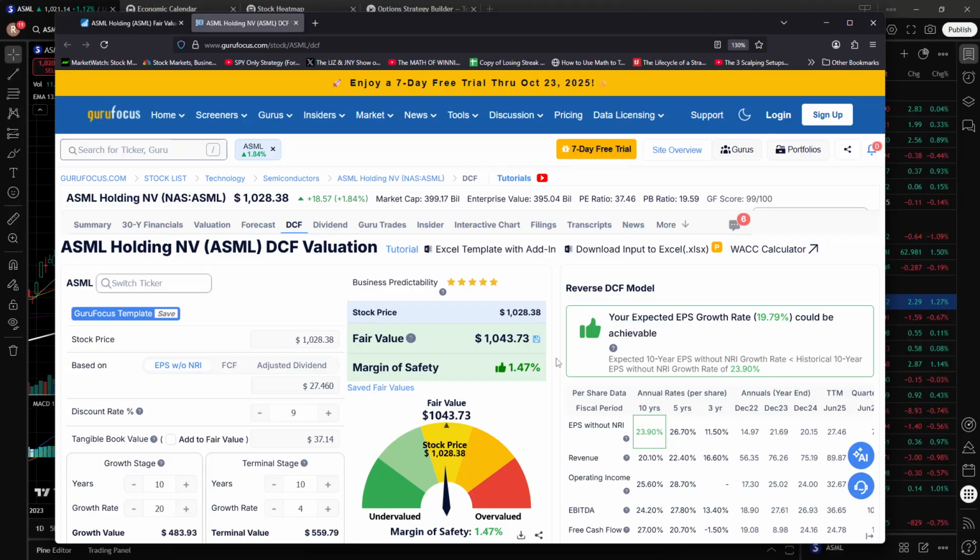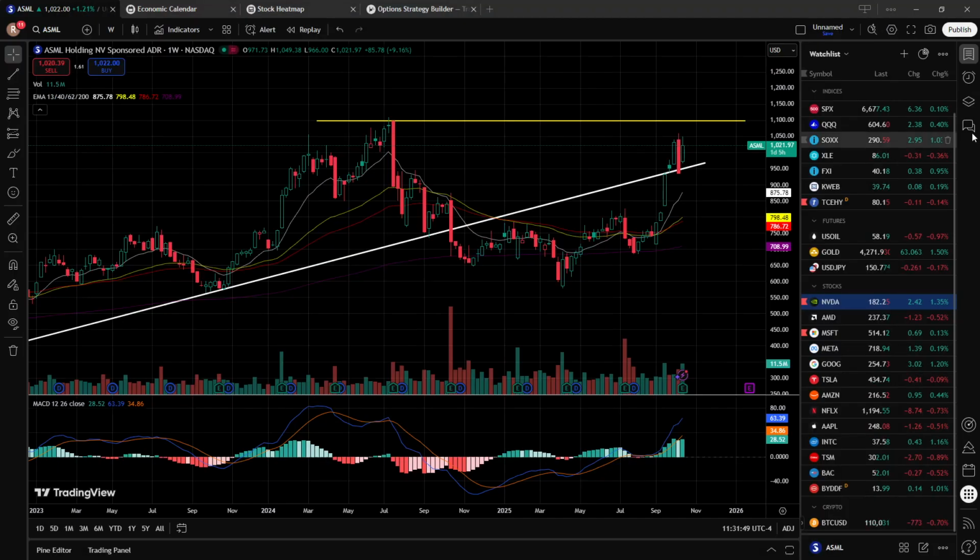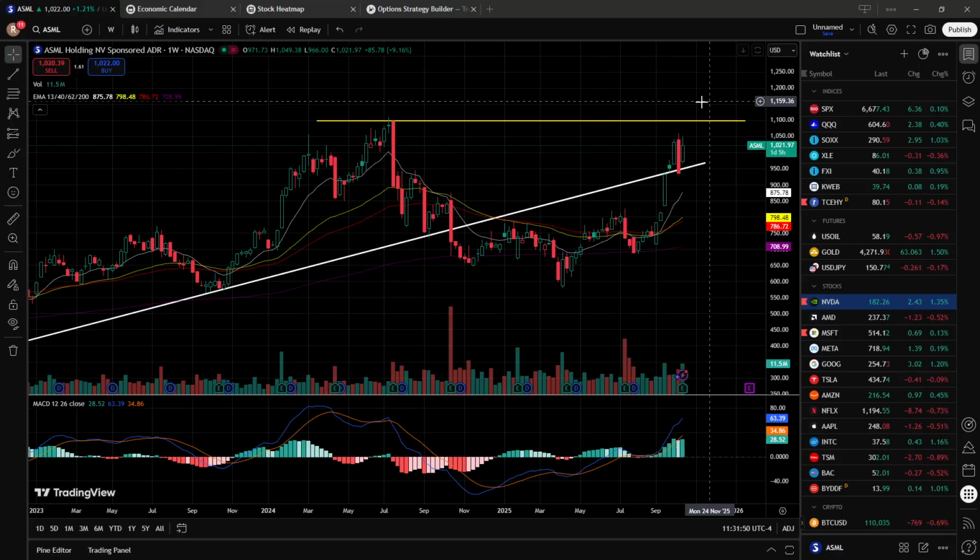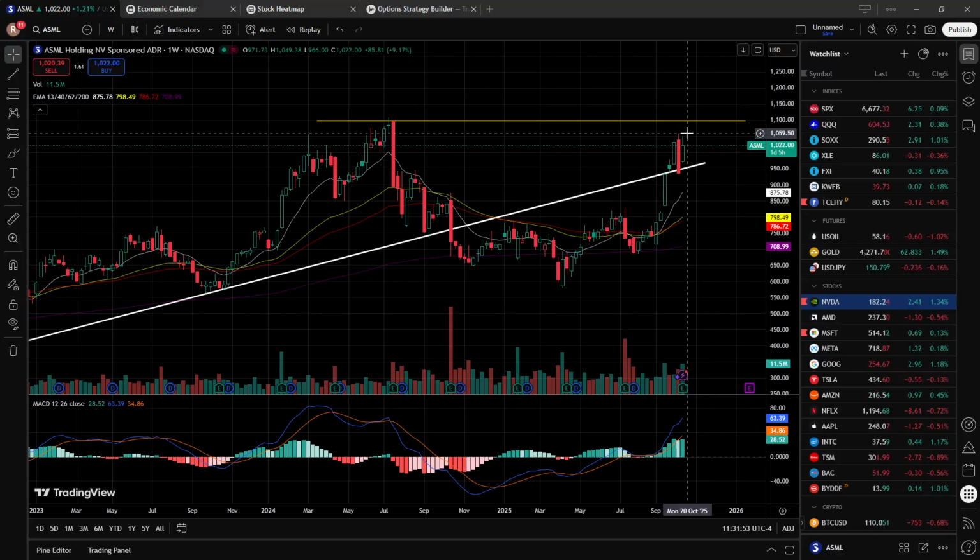When you're in a hurry looking at a trade, you only own the stock if it's going higher. Where do I put a covered call, basically? So look at the DCF. Okay, 1043 is fair market value. The recent high is this line around 1100, and 1043 is around here. So it's approaching this point.